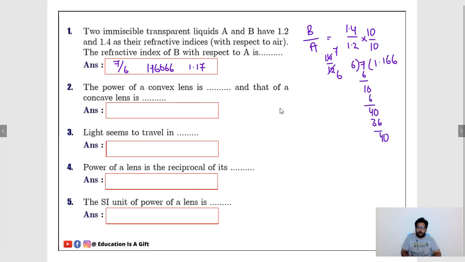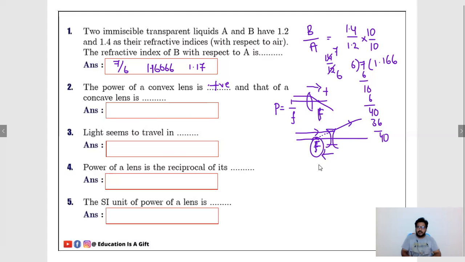Number 2. The power of a convex lens is dash and that of a concave lens is dash. We know the formula, power is equal to the reciprocal of focal length. We have to say which one is positive and which one is negative. We know in case of a convex lens, if a light ray is passing parallel to the principal axis, that converges, and you can find the focus here according to the Cartesian plane. If you are taking this direction, this is positive. So in case of a convex lens, it is positive, and in case of a concave lens, if a light ray passing parallel to the principal axis gets diverged, and if you draw imaginary lines, the focus you can find here, so according to the Cartesian plane, if you are moving in this direction, it is negative. So the answer here will be negative. So what answer you have to write? Positive, negative.